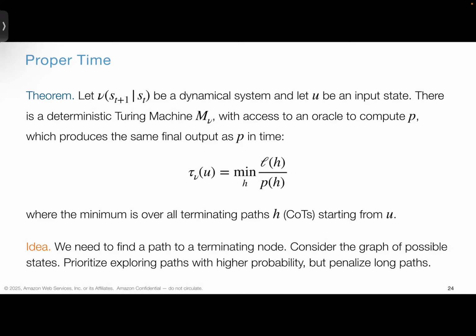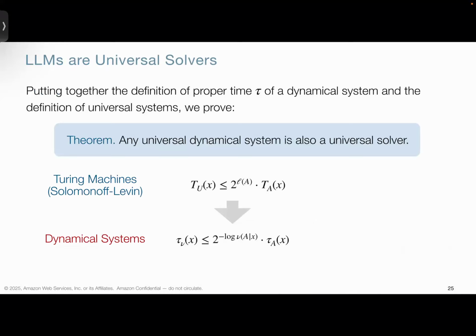Okay? So once you have that, you can prove that LLMs are universal computers, and you can prove that for any computable task, an LLM can solve it using chain of thought in proper time, which is bounded by the proper time of the optimal solver, no matter what it is, whether it's a human, a machine, whether we haven't found it yet, okay? Whatever the optimum is, you can be within a bound of that.